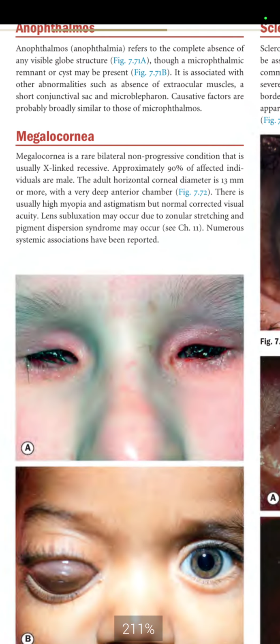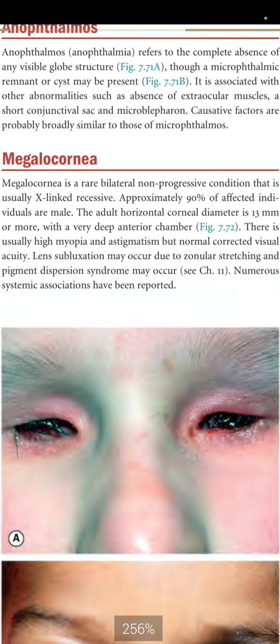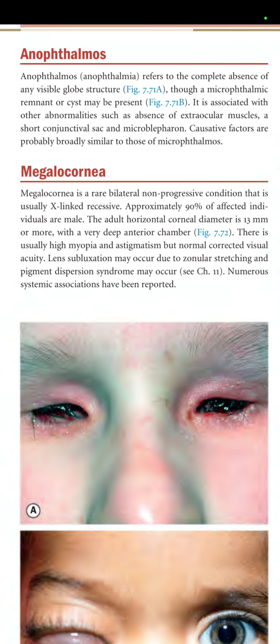Megalocornea. In megalocornea the cornea is going to be large. Megalocornea is a rare bilateral non-progressive condition that is usually X-linked. So what is very important? X-linked condition, so it is going to affect the male. Approximately 90% of the affected individuals are male. The adult horizontal corneal diameter is 13 millimeters or more with a very deep chamber.